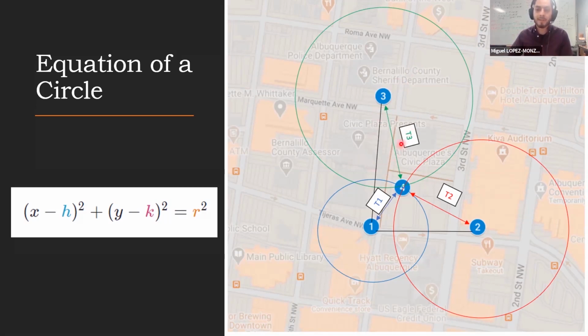And what T1, T2, and T3 are, they are the time difference of the sound traveling to these microphones from point 4, which is where the sound happened. You can think of it as the time or the distance it traveled, but today we're using it as the time value.